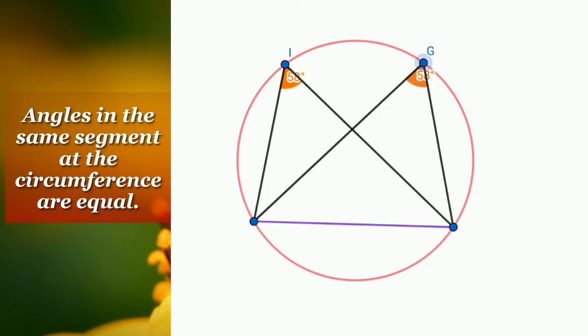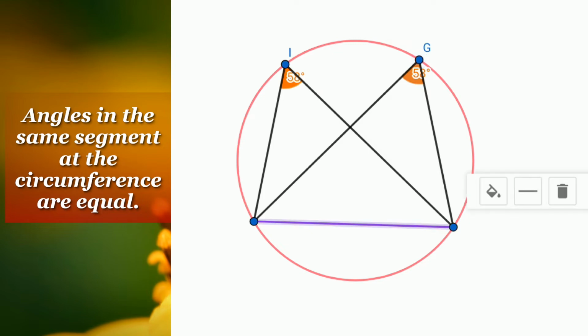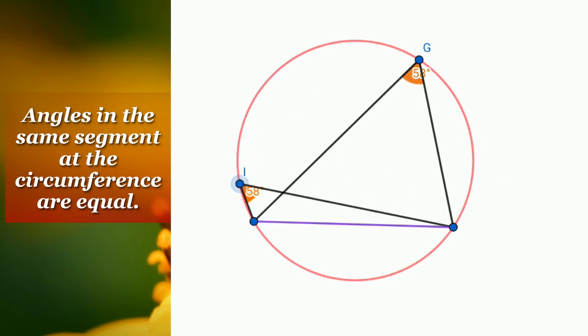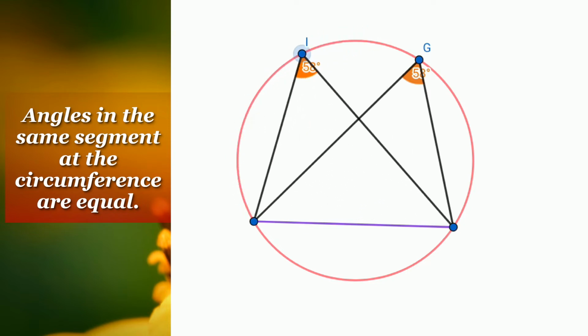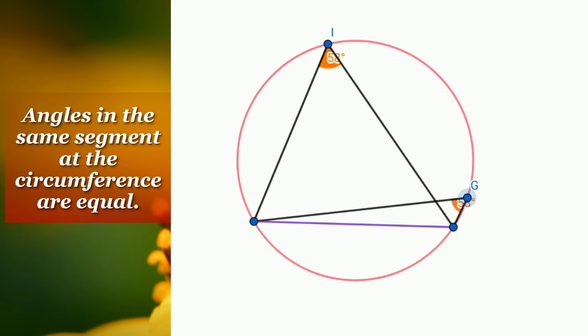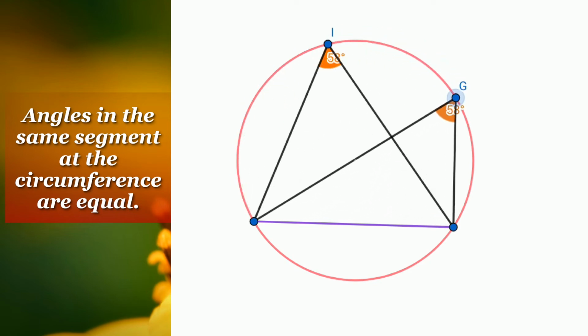So another way we can express this is saying that angles in the same segment are equal. So if you look at it, angle I is in the same segment as angle G. And when I talk about segment, I'm talking about that part of the circle that is formed between the arc and the chord. So the purple line and the top portion of the circle, right? So notice that I'm not going below the purple line. So I'm in this segment up here. Notice I'm not going below the purple line with G. They're in the same segment up here. So angles in the same segment are equal.